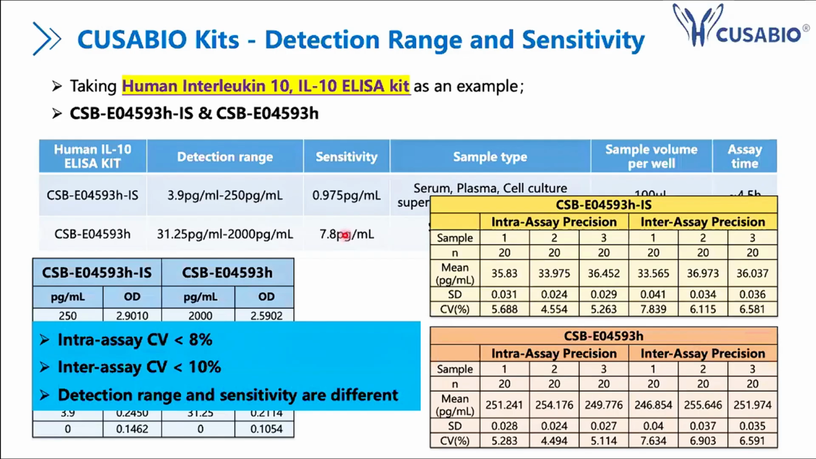10%. But based on the kit, the detection range and the sensitivity are different. So if you care about the high sensitivity, you can always choose the IS ELISA kit. Otherwise, the other one will still be a very good option.